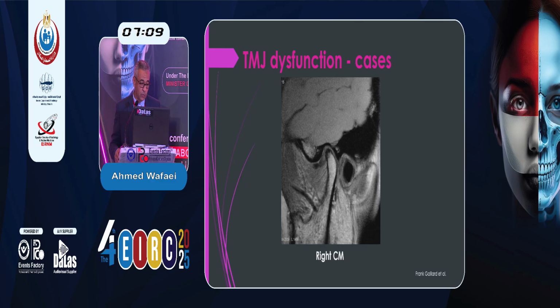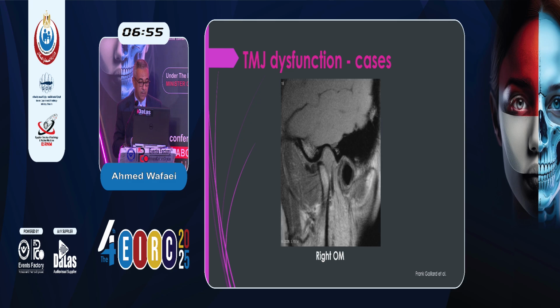Similarly, in this case, we can notice that the biconcave disc is located in front of the head, so it is placed anteriorly in closed mouth. And in open mouth, we can see the motion here. In open mouth, it remains displaced anteriorly and non-reducible, with decreased range of translation. The head is not at the bottom of the eminence, so it's regressed posteriorly. So we have a reduced range of motion of the joint. This is another type: non-reducible anterior disc displacement.